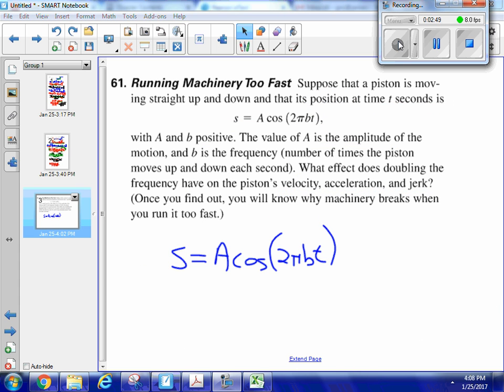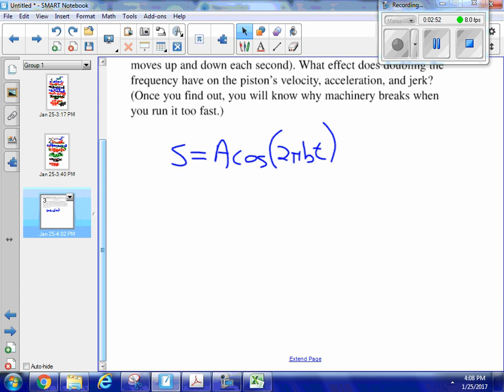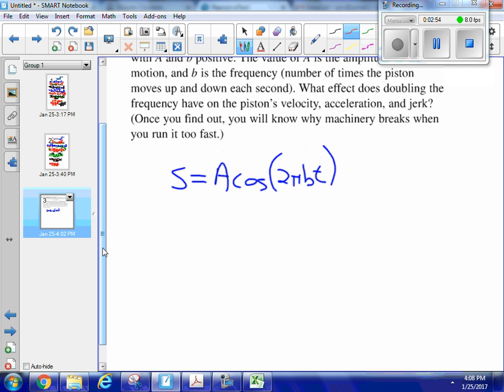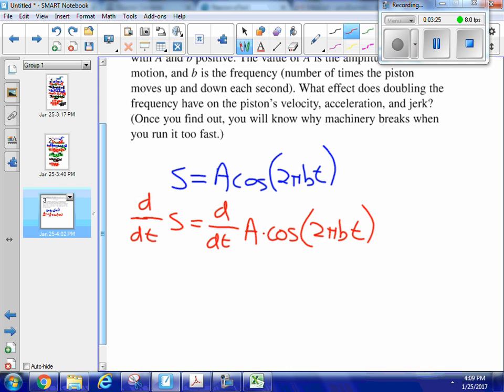So I've rewritten my function here, and if I want to find the velocity, I need to take the first derivative. I like to use this notation. I'm going to take d with respect to t, because t is the variable I'm working with, of the function s, which is equal to the derivative with respect to t of a times cosine 2 pi b t.